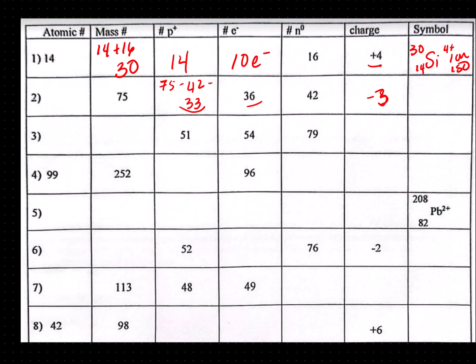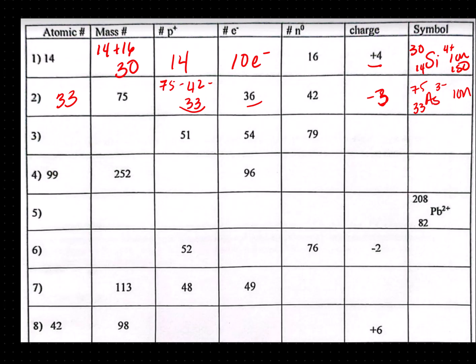Since the number of protons is 33, the atomic number is 33, which is arsenic. As is a charge of 3 minus, mass number 75, atomic number 33, and it's not an isotope because it matches the periodic table mass number.